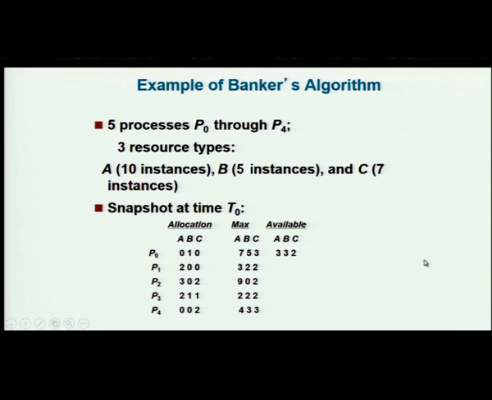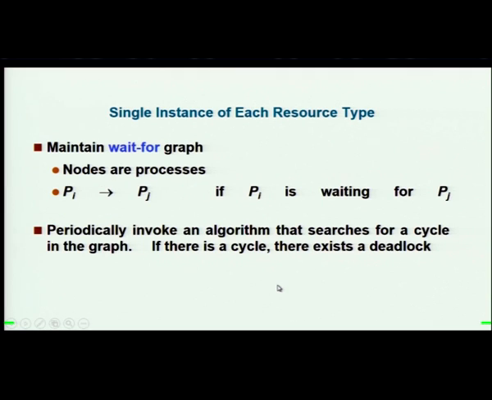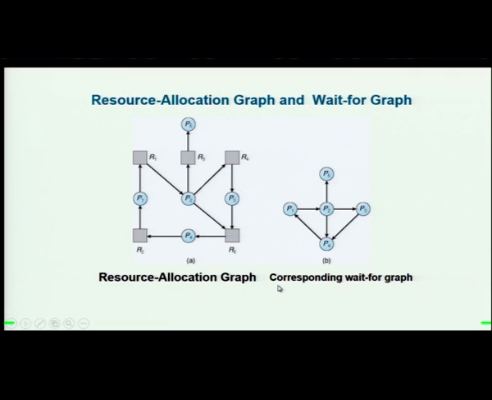At a given snapshot, you can draw the resource allocation graph, and from that you can have deadlock prevention, deadlock avoidance, and also deadlock detection. So a single instance of each resource type is very easy. Resource allocation graph and a wait-for graph. In the resource allocation graph, some resources are allocated, and processes are waiting for some other resources.